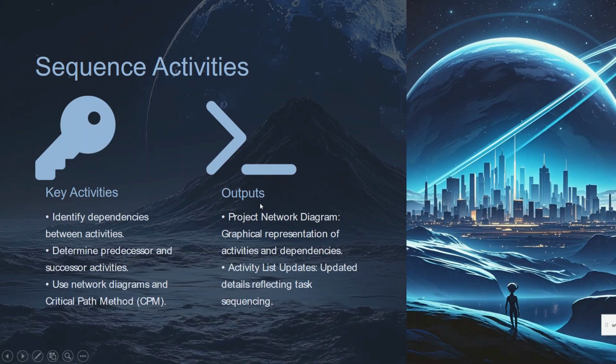What will be the output after performing these activities? We will have the project network diagram. The project network diagram is a graphical representation of the activities and their dependencies. Then we will have the activity list updates, which update activity details reflecting the sequencing of tasks.